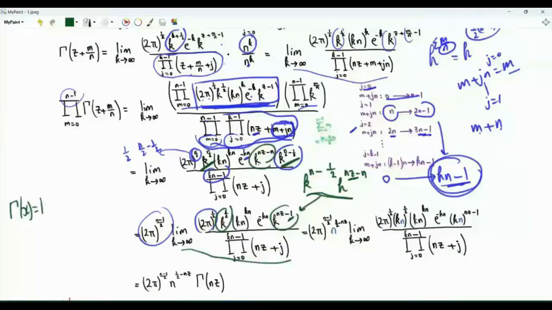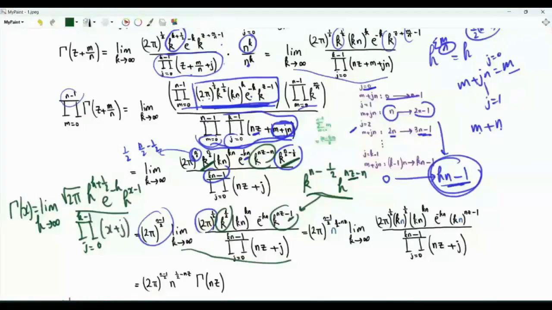We started with gamma of x equal to the limit as k tends to infinity, the square root of 2 pi k to the k plus 1/2, e to the minus k, k to the x minus 1, divided by the product g from 0 to k minus 1, x plus g. Compare this with what we have. Downstairs we have nz in place of x. This motivates us to try to write down this limit as gamma of nz.